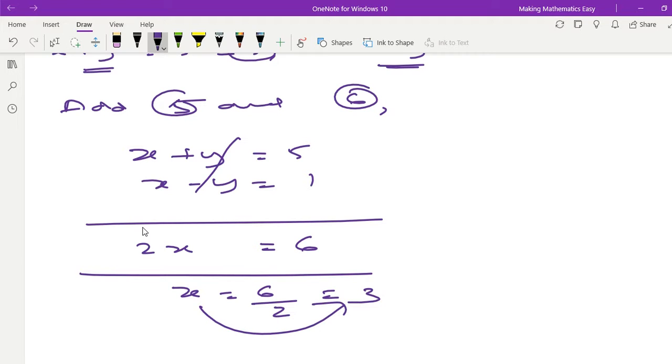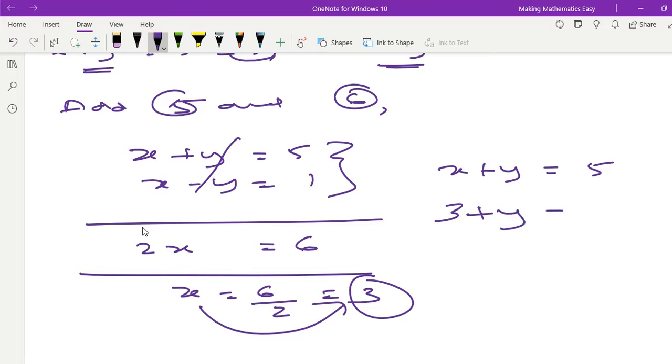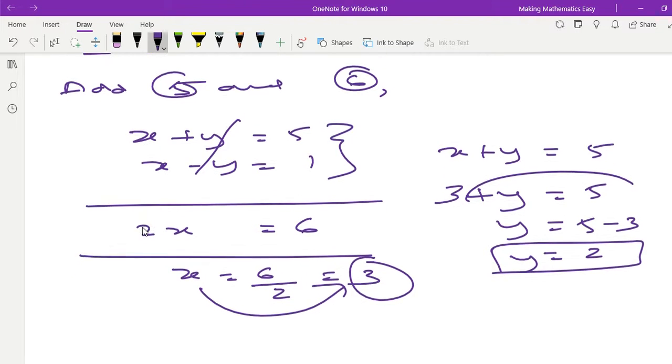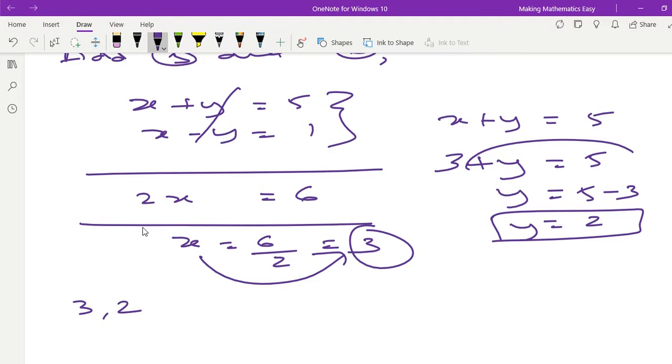Okay, so you have got the value of x. Now you can substitute this value in any of these equations and you will get the value of y. Say for example, I am substituting it in equation number 5. So the value of x is 3, so 3 will come over here. We need to find the value of y. So when 3 goes over here, this will become negative and the value of y will come to 2. So the solution to your equation number 2 is 3 comma 2, meaning the value of x is 3 and the value of y is 2. I hope you have got this.